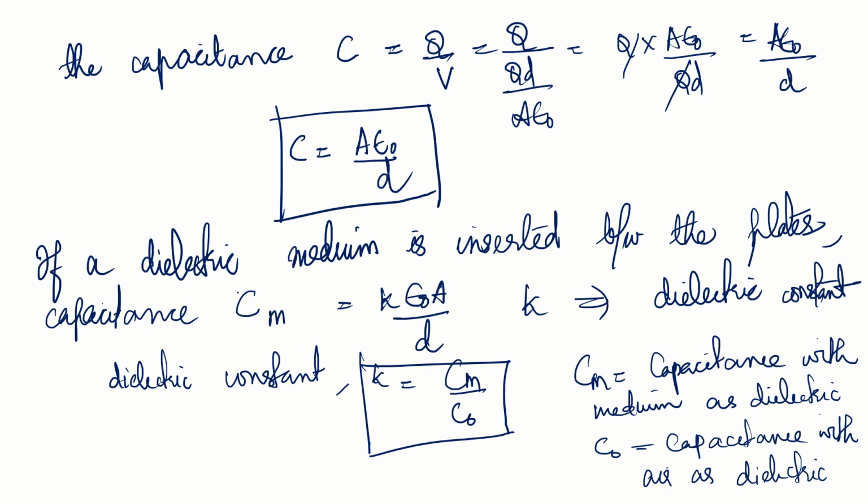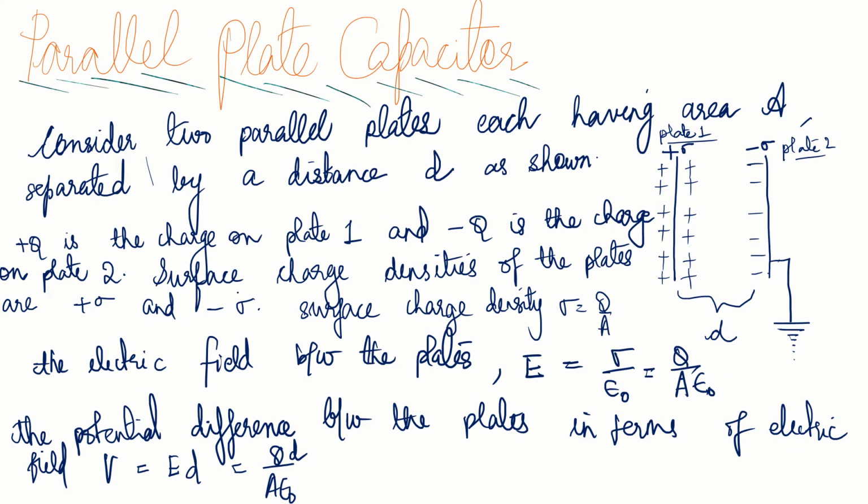So this is what you have to write if you're asked to derive the parallel plate capacitor. First, we will consider two parallel plates, each having area A and separated by a distance D. We draw two parallel lines: the first is plate 1, the second is plate 2. Plate 1 has positive charge, plate 2 has negative charge and is connected to the earth. Then show the distance of separation.